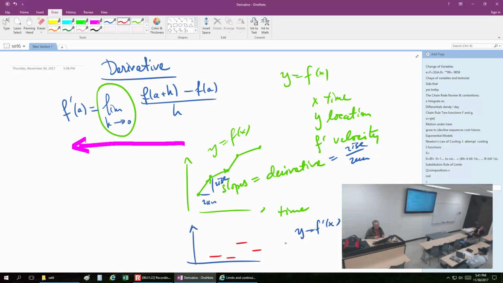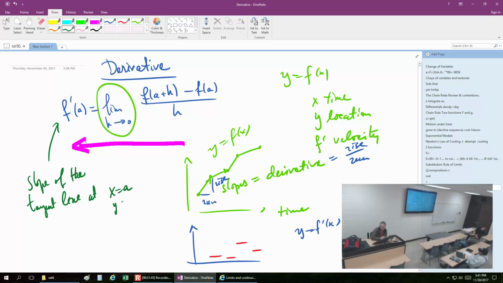So apart from motion physics, we're talking about the slope of the tangent line. The tangent line is the limit of what? So once again, this is the slope of the tangent line at x equals a, y equals f of a. Okay, so a, f of a, and then you have your tangent line. And so, this is also important to remember what this is.